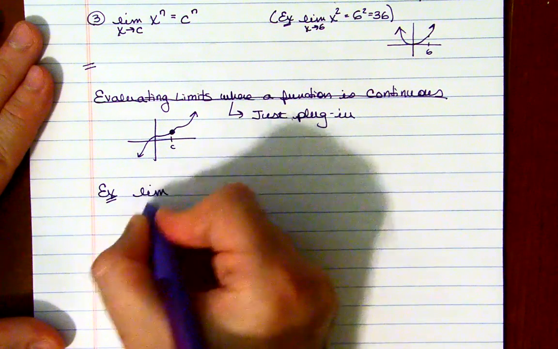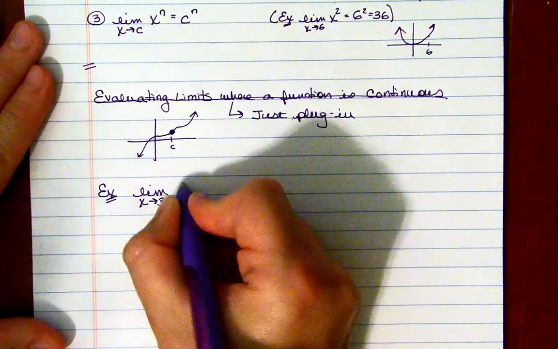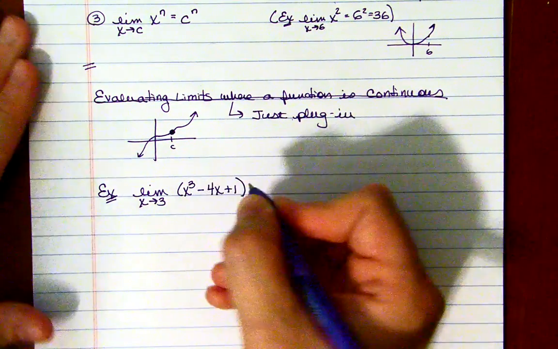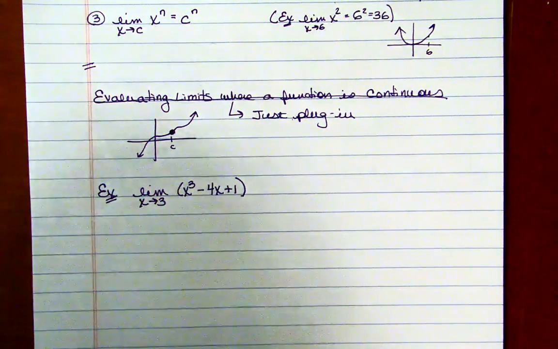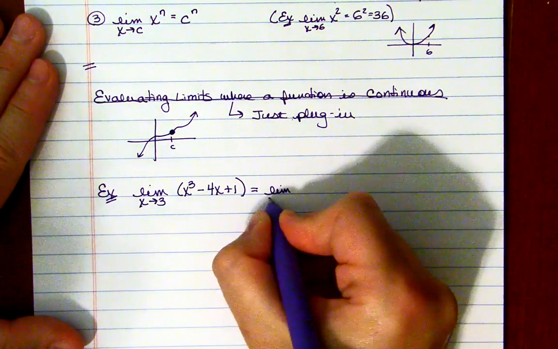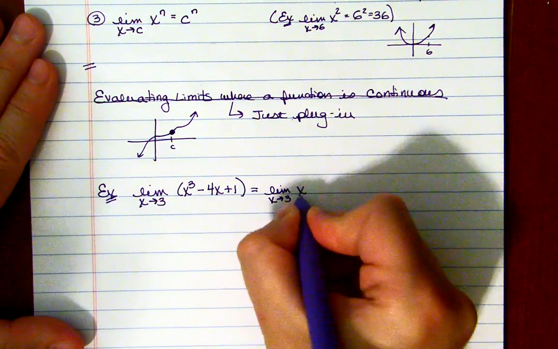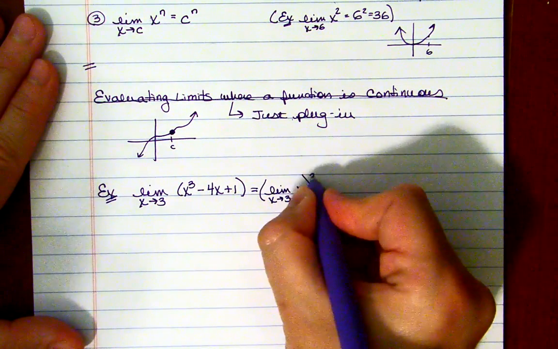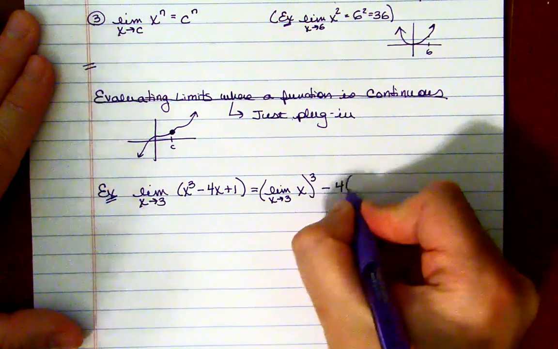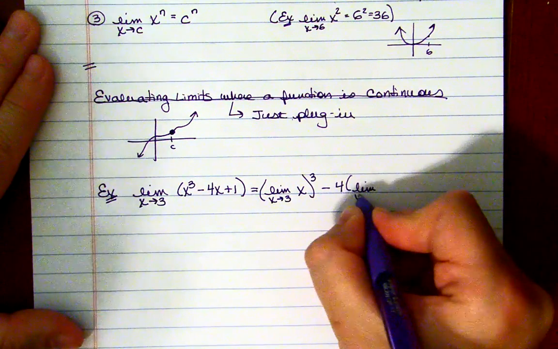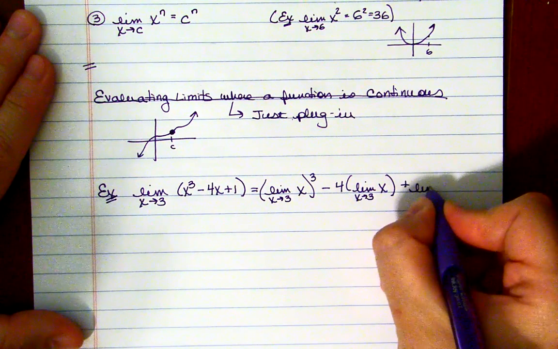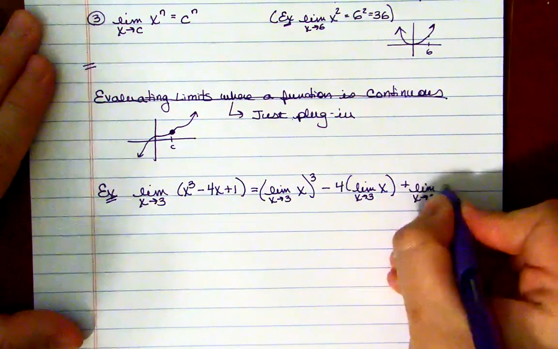Let's take a look at the limit as x approaches 3 of x cubed minus 4x plus 1. By our properties of limits, I could rewrite this problem as the limit as x approaches 3 of x, that thing cubed, actually I guess I could leave the cube inside, but whatever, let me keep going, minus 4 times the limit as x approaches 3 of the function x, plus the limit as x approaches 3 of the function 1.